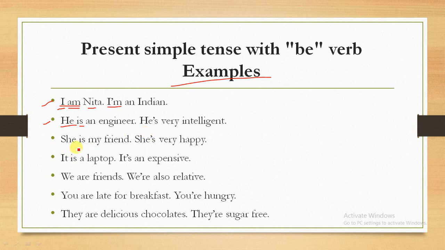For example, she is my friend, she is very happy. It is a laptop, it is expensive. We are friends, we are also relatives.